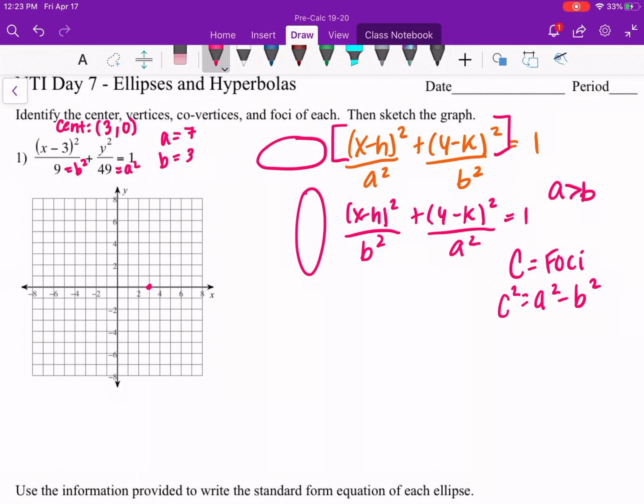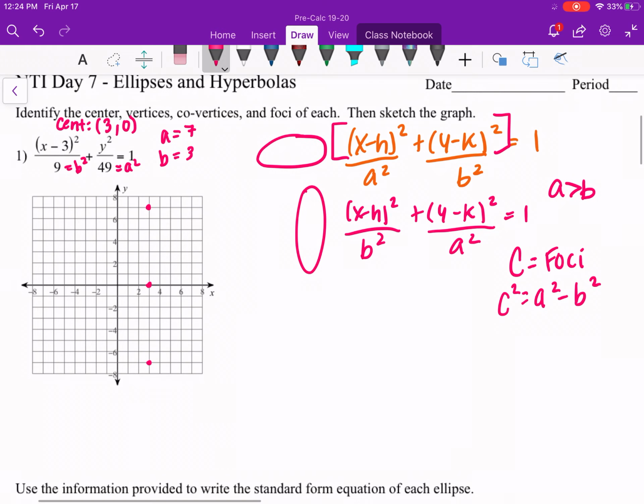So I know that A is the distance to the vertices and A is underneath the Y term. The Y axis is up and down. So that means I'm going to go 7 up and 7 down. That's my vertices. And then I know B is my co-vertices. B is underneath the X term. X is the X axis. It goes left and right. So I'm going to go 3 to the left and 3 to the right.